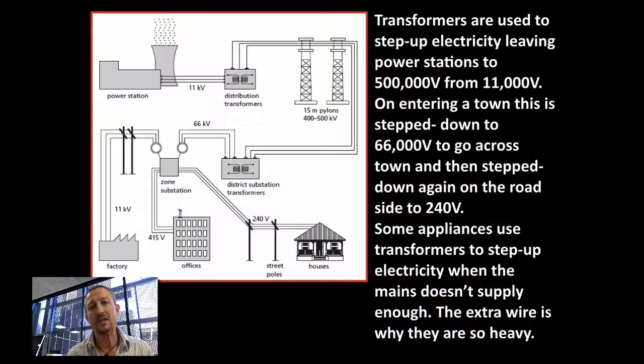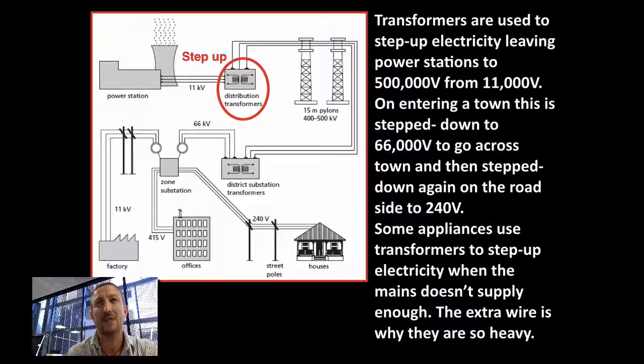Okay, if we decrease the current so it's really, really small, we can still get the same power output. And what we want is the same power generated in the power station as we get at the house, with the least amount of energy loss. So at the distribution transformer, we step up the voltage. You can see that the voltage is stepped up from 11,000 volts to between 400 and 500,000 volts.